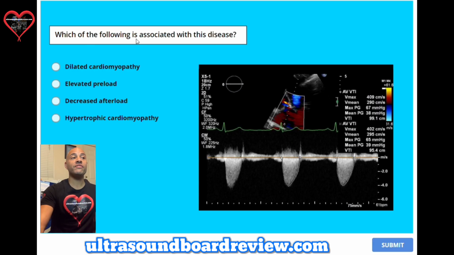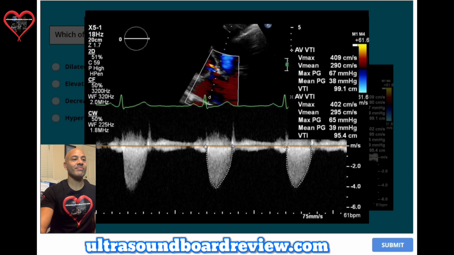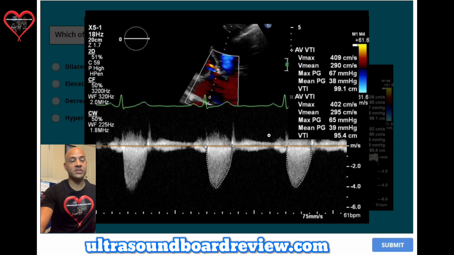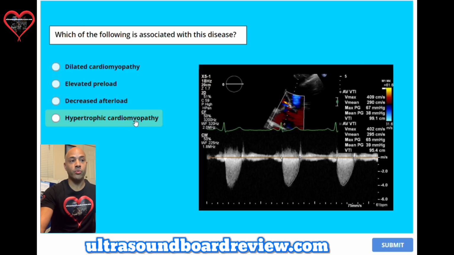Question 78. Which of the following is associated with this disease? A. Dilated cardiomyopathy. B. Elevated preload. C. Decreased afterload. Or D. Hypertrophic cardiomyopathy. This disease represents severe aortic stenosis. Hypertrophic cardiomyopathy is associated with AS.